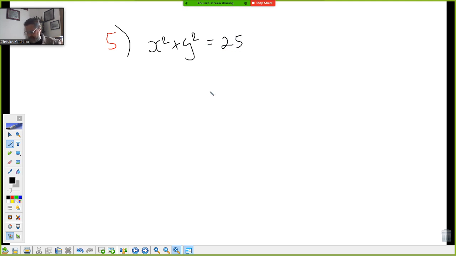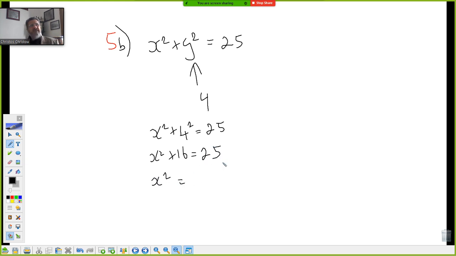Now let's read the English. The equation of the circle, that one right there on the screen, has got all these points sitting on it somewhere. Find the coordinates of the points where, and I'm going to do B, y is 4. So I'm going to plug in a 4 right there. So I've got x squared plus 4 squared is 25. So x squared plus 16 is 25. x squared is, what's 25 take away 16? 9. So x is going to be the root of 9, which is 3.